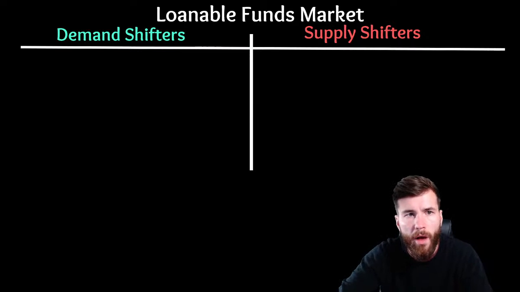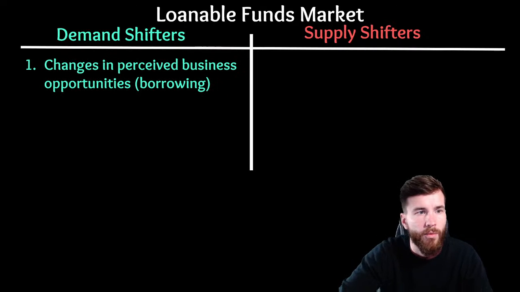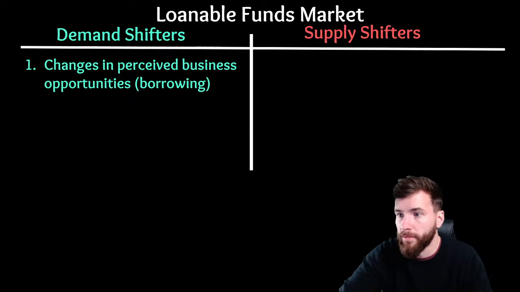Okay, the loanable funds market. So what is going to shift demand? What is going to shift supply? The shifters of demand are going to be any change in perceived business opportunities, which revolves around the willingness and ability to borrow. So this one's pretty vague.